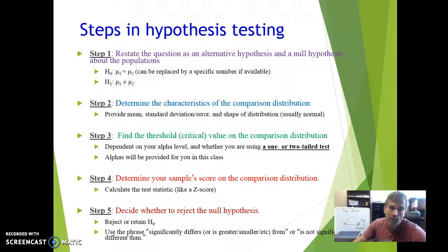Calculate the test statistic. Then step 5, you compare your z-score, your test statistic from step 4, to your critical values from step 3. Again, if it's beyond the critical value or the threshold, you reject the null. If it's not, you fail to reject or retain it. That's the only two things that can happen at the end in step 5. You can use the phrase population 1 significantly differs from population 2. We can obviously plug in the real names of those populations. We can be specific, it's greater or smaller than, or if we fail to reject or retain it, we say it's not significantly different than population 2.